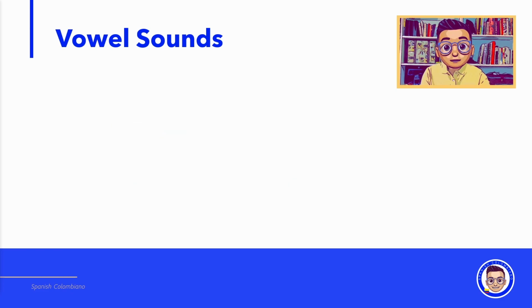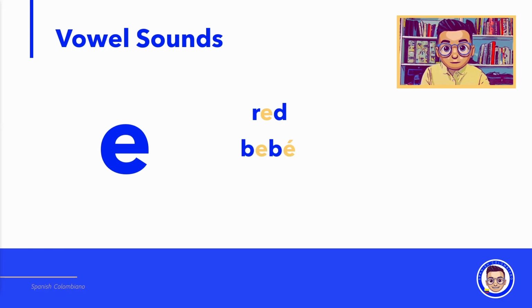The next one is E, which you can find in words in English like red and words in Spanish like bebé. Red, bebé is the same sound. E, bebé, E. Let's see the next one.